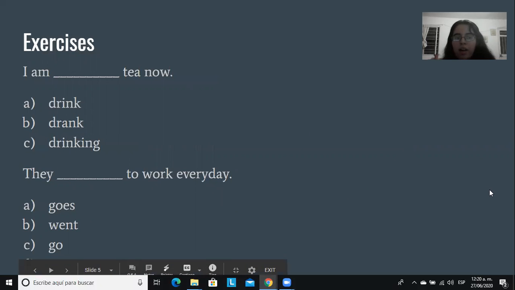So now here I have two exercises. Let's see if you can see it. The first one says, I am tea right now. So would it be I am drink tea now, I am drank tea now, or I am drinking tea now? What do you think?